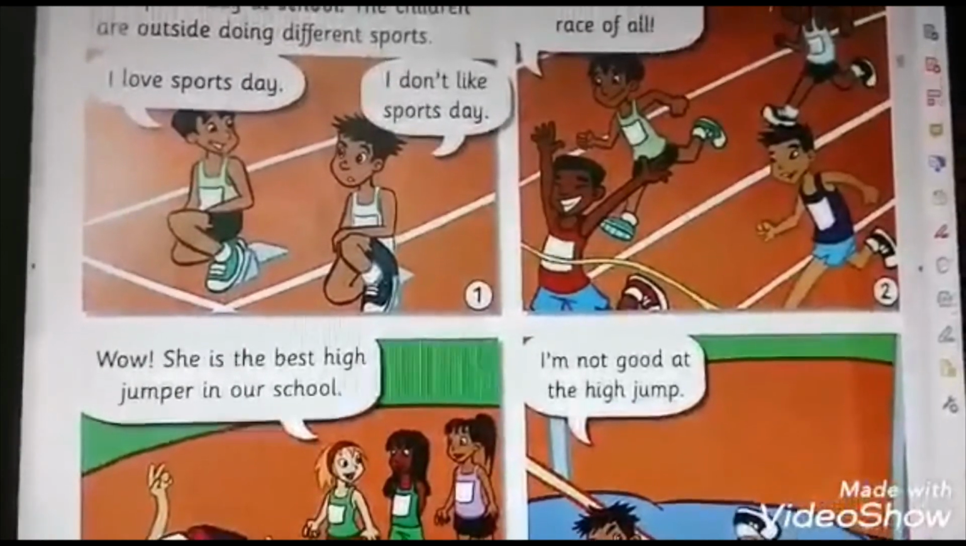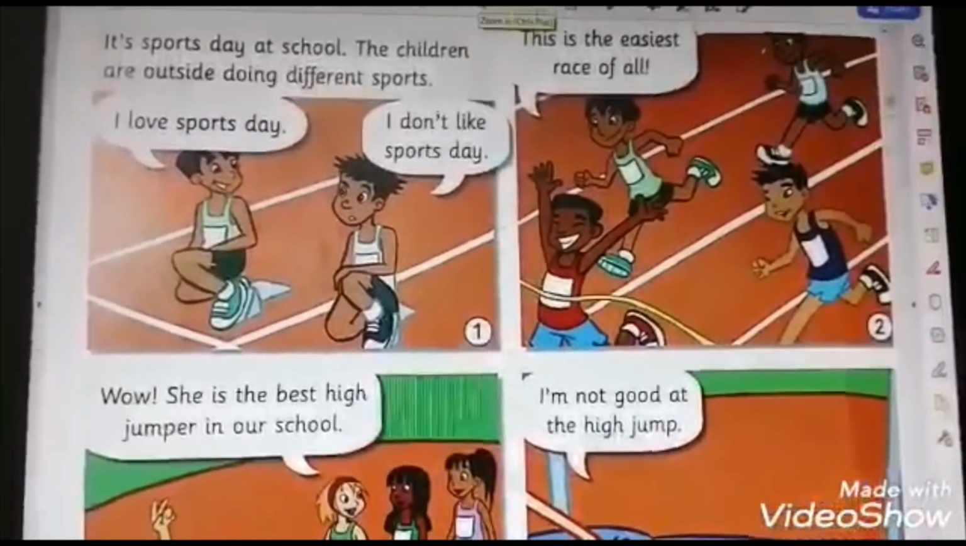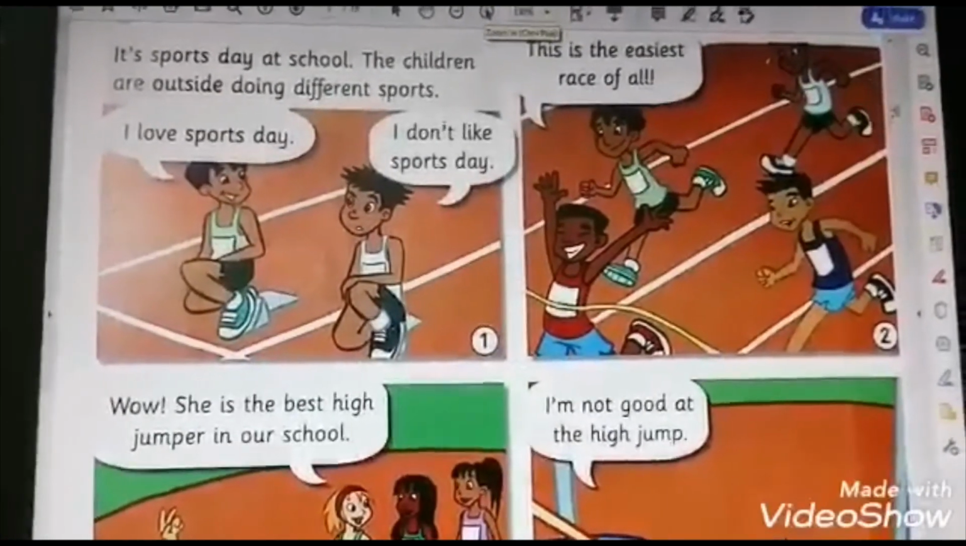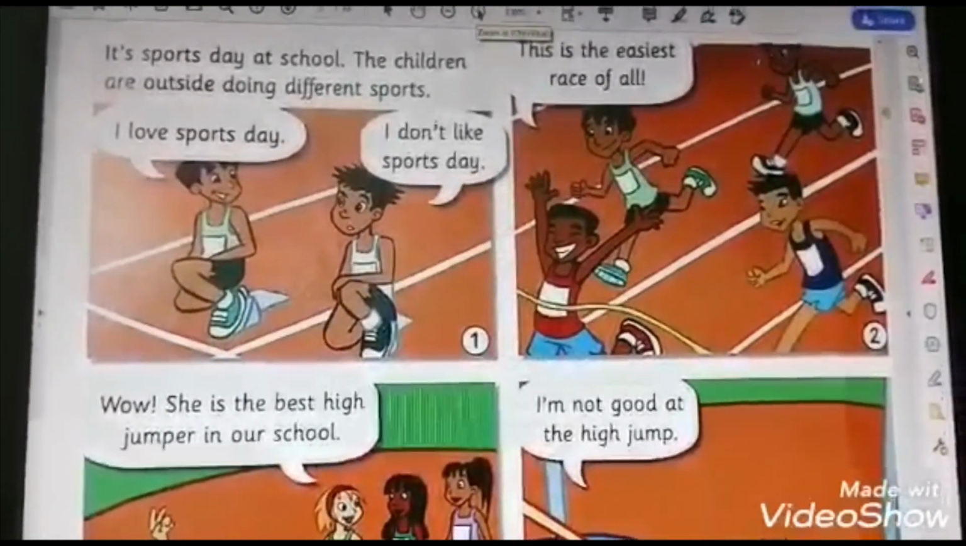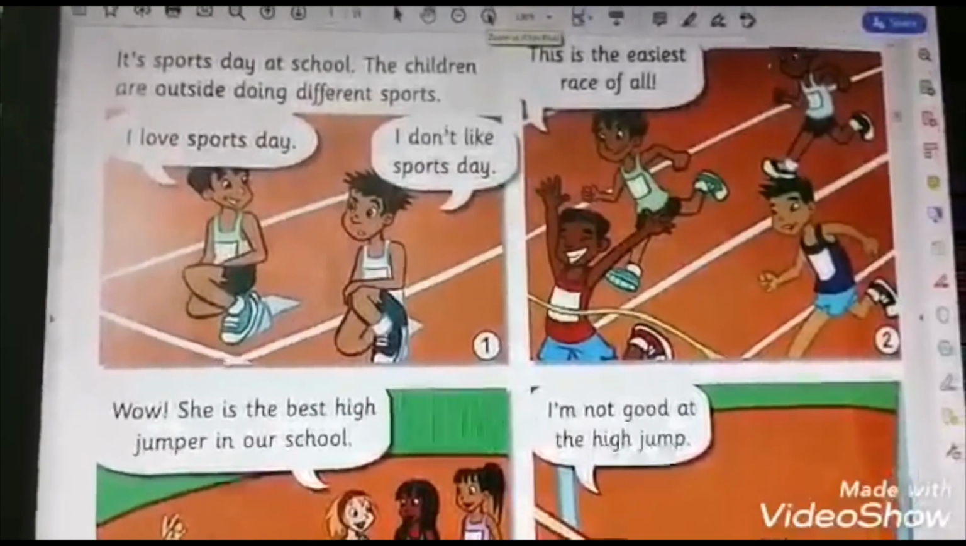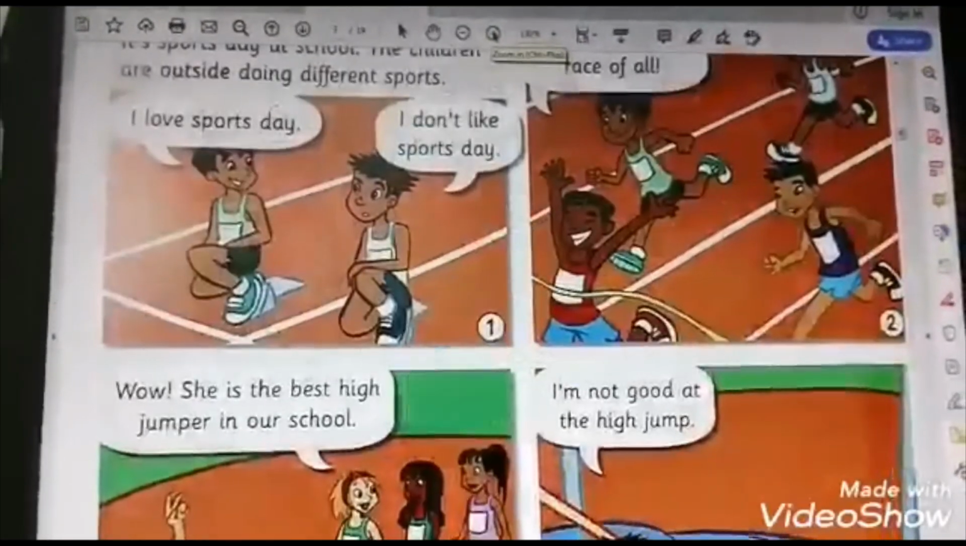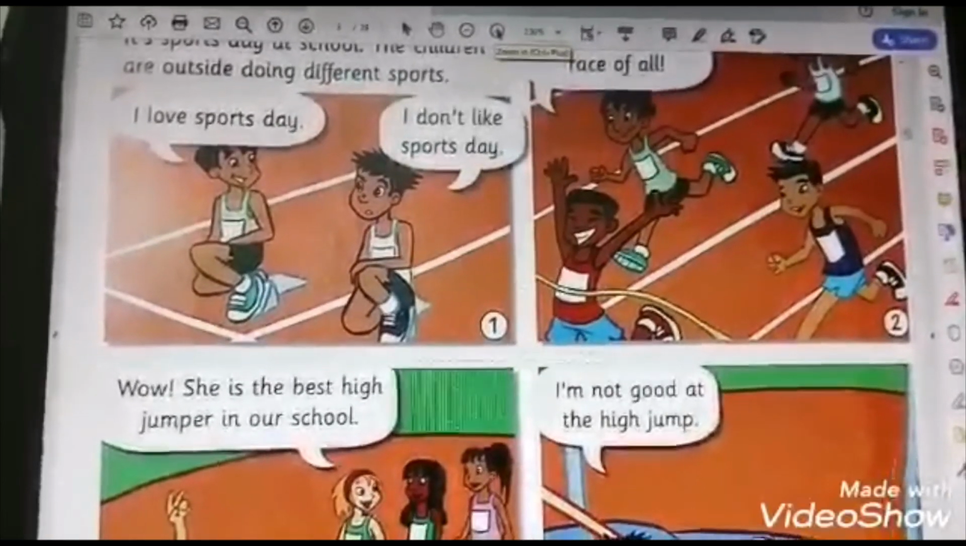Who's the javelin champion? Listen and read. It's sports day at school. The children are outside doing different sports. I love sports day. I don't like sports day.